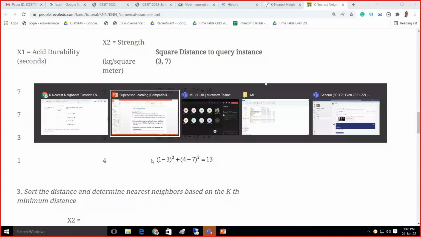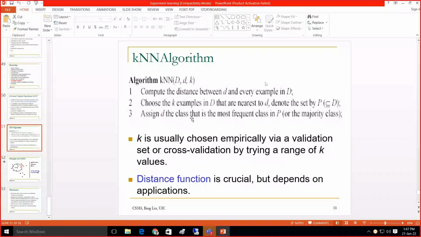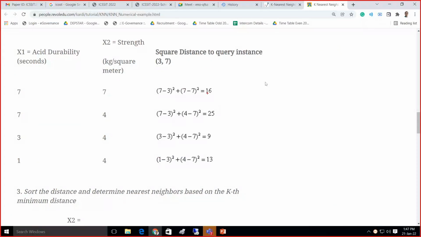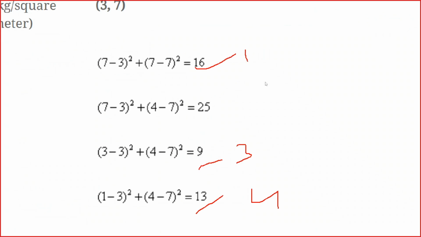Once this is done, the third step is to assign the class that is the most frequent class. So which one is the most frequent class over here among 1, 2 and 3? Let's check 1, 3 and 4. So it's row number 1, row number 3 and row number 4. Which were the classes there?